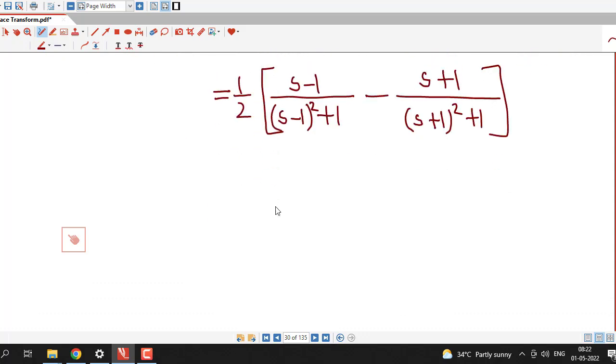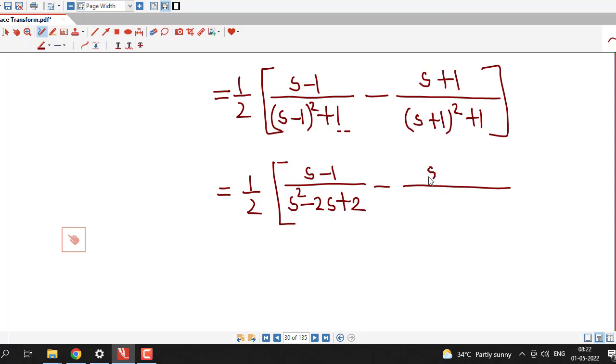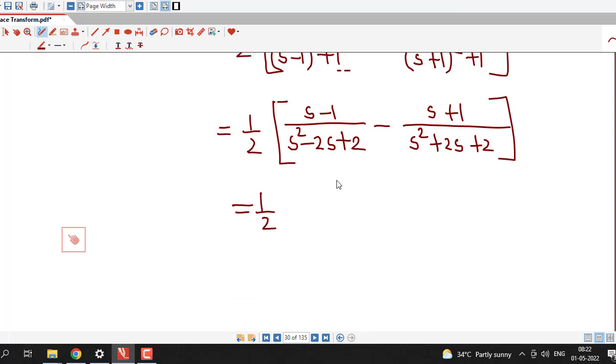So now we can rewrite all these things. 1 by 2, this is s minus 1. Here if we expand this, we have s square minus 2s plus 1 and plus 1, that we can directly write as 2. And the same thing here, s plus 1 square of s plus 1 is s square plus 2s plus 1, that is 2. And then we can again take LCM, and we can rewrite this function in nice form if it is possible.